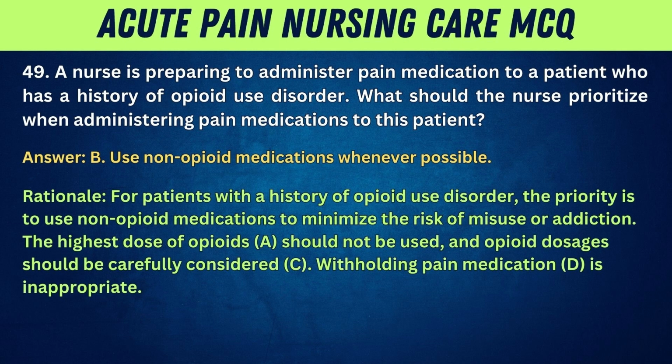Answer. B. Use non-opioid medications whenever possible. Rationale. For patients with a history of opioid use disorder, the priority is to use non-opioid medications to minimize the risk of misuse or addiction. The highest dose of opioids, A, should not be used, and opioid dosages should be carefully considered, C. Withholding pain medication, D, is inappropriate.